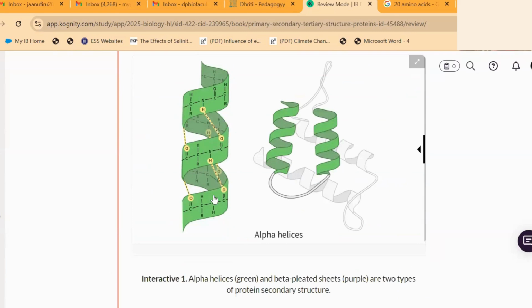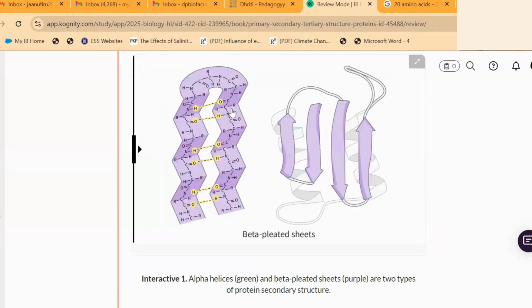For the beta-pleated sheets, they are folded adjacent strands. Oh, okay. They are not different polypeptides. This is one polypeptide only. You got it? But it's folded in half. Yes, they are just holding. All this is, it's a bigger molecule.